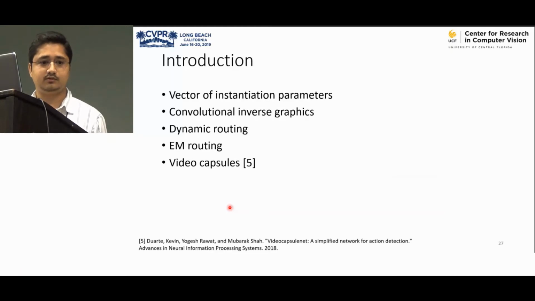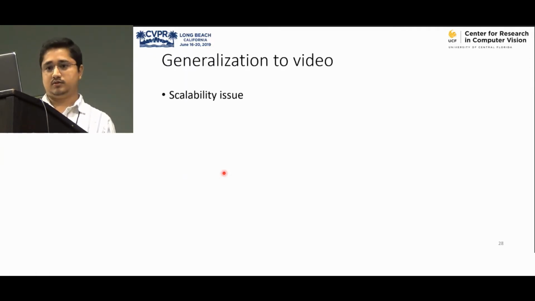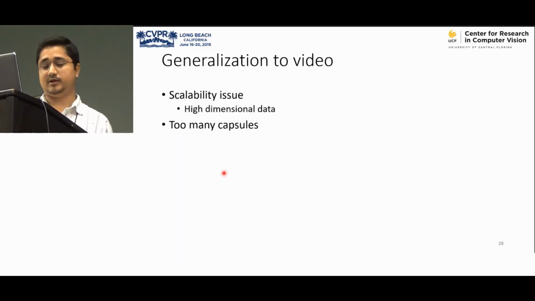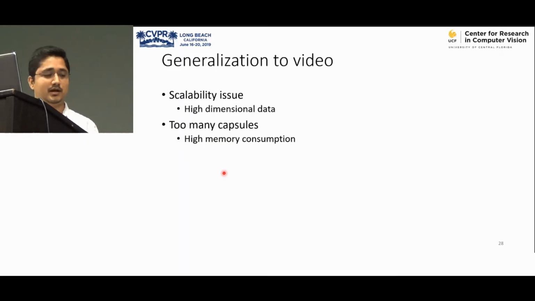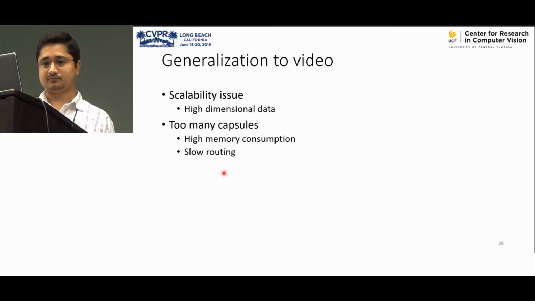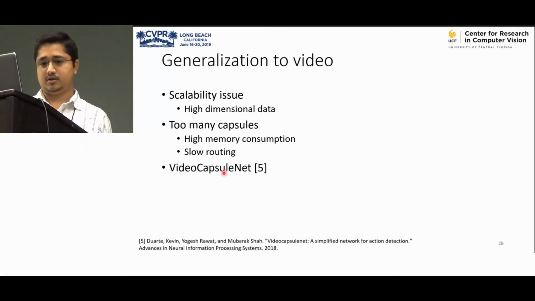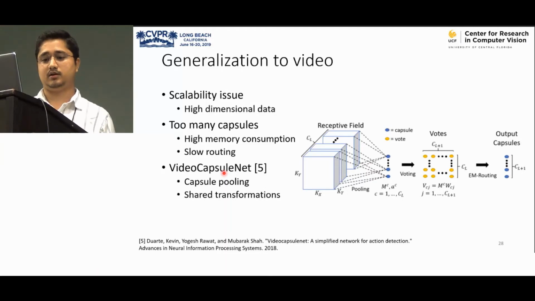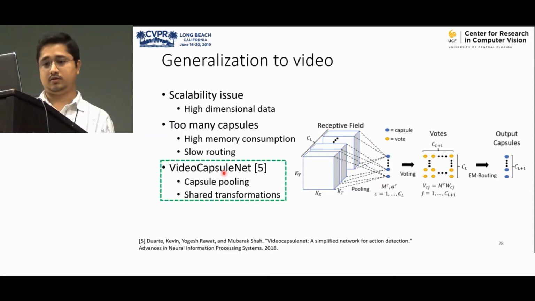Then we have video capsules. The issue with using dynamic routing and EM routing for high dimensional data was that the routing was very costly, and in video we have too many capsules, so performing routing was not feasible. So we have a scalability issue in high dimensional data. The reason is that we will have too many capsules, and this will require high memory consumption, which will make the routing slow. So we have this video capsule network, where we have the idea of capsule pooling and sharing of the transformations which are used to move from one capsule layer to another. These two topics will be covered by Kevin in a later session in more detail.